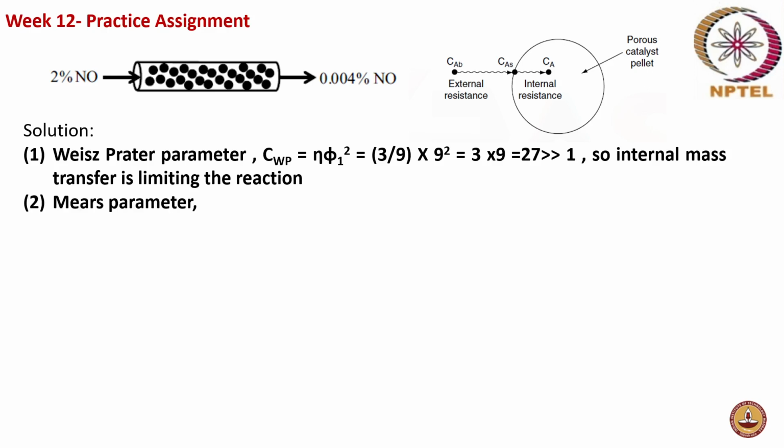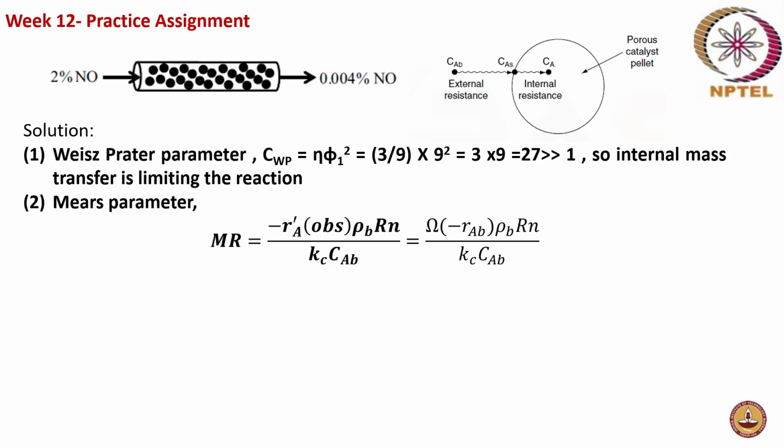Now part 2 is finding out the Mears parameter to identify if the external mass transfer is limiting. So Mears parameter is given by minus RA observed into rho B, bulk density of the catalyst bed, into R into N, where N is the order of the reaction, by Kc into CAB. Okay. So R observed can be written as omega, that is overall effectiveness factor, into minus RAB.